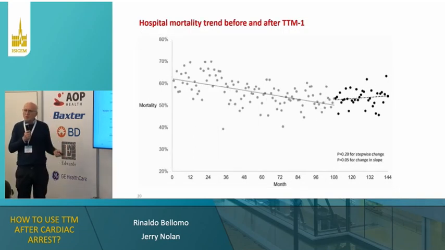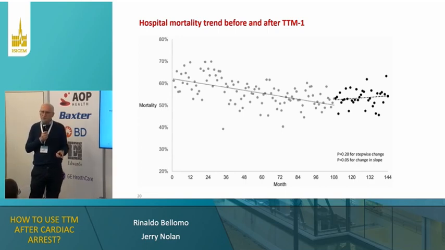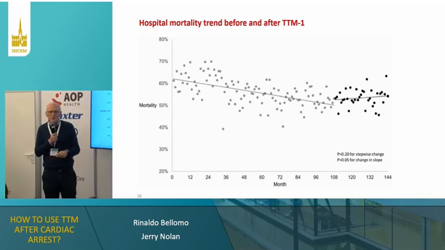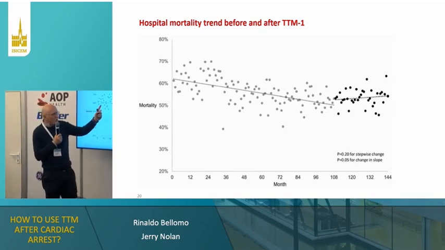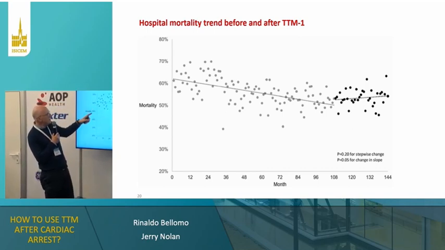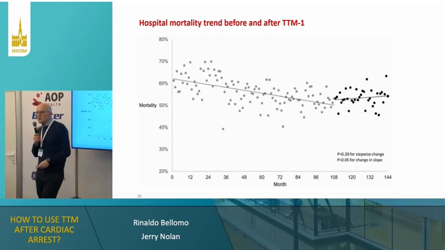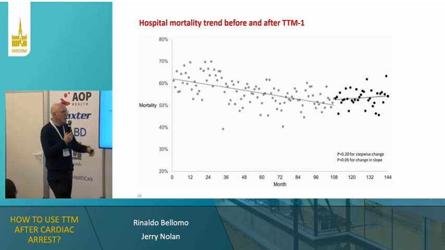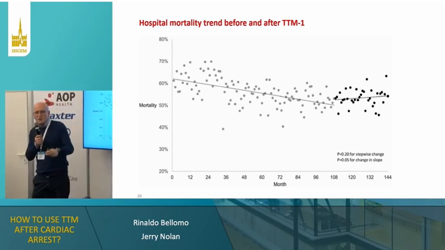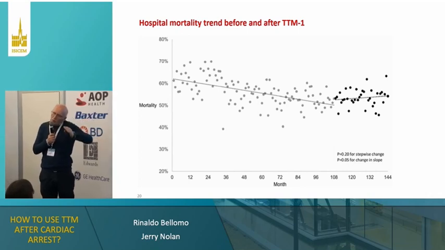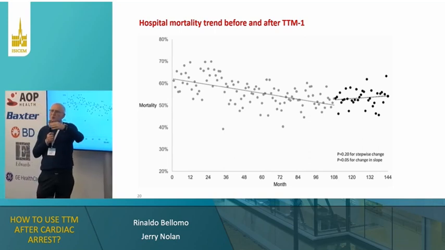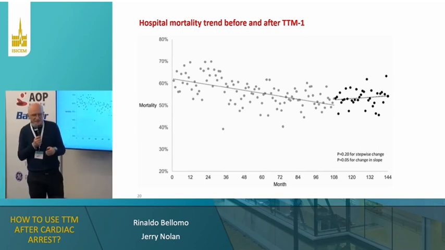And this is what happened to mortality. The mortality of cardiac arrest patients admitted to intensive care units in Australia and New Zealand over a period of several years was progressively declining. We're sitting at about 62%, and going down to about 51, 52% over that period of time. And then TTM1 came, and things changed. Two things changed: the mortality went up, and the slope went up. So as progressively the temperature went up, progressively the mortality of patients went up.